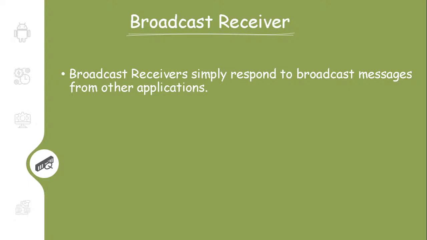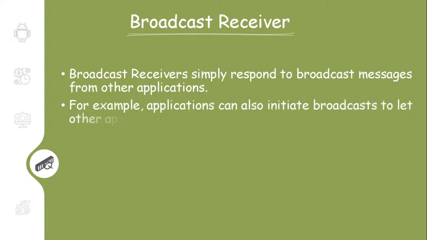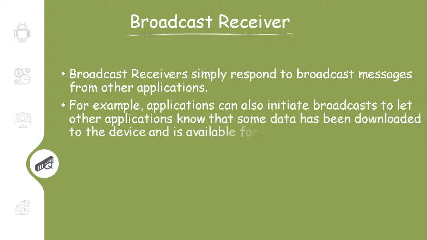So based on those broadcast receivers, you are getting a notification even from other applications, like when you are sending an OTP. So OTP is also being fetched in our application in WhatsApp, that yes, this number is valid, and now you can use WhatsApp in your Android device. So application can also initiate a broadcast. Initiate means you can also send a broadcast, not just receiving. You can also initiate or send a broadcast to let other applications know that some data has been downloaded to the device and is available for them.